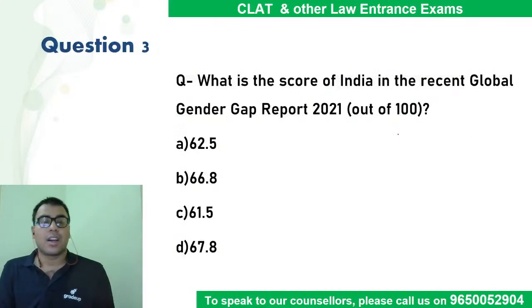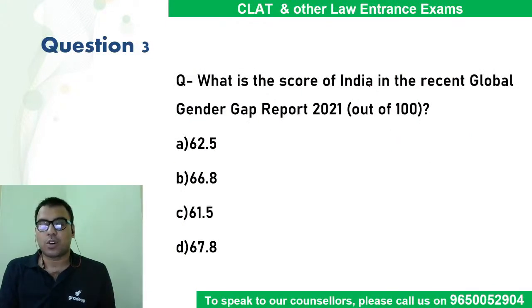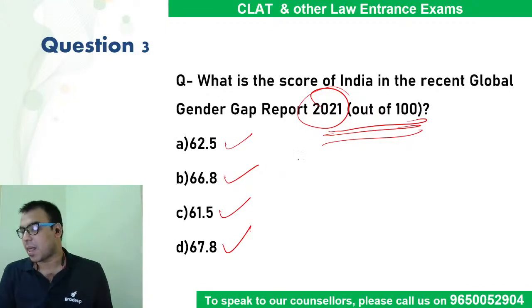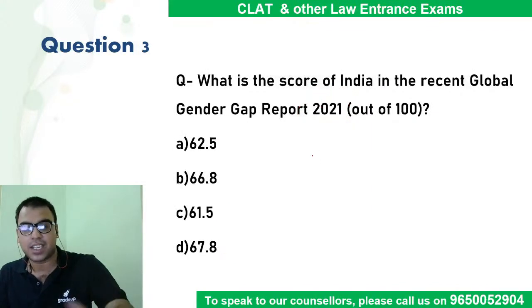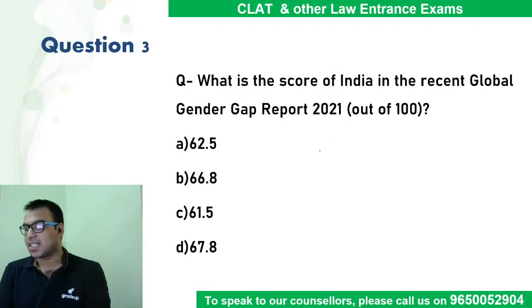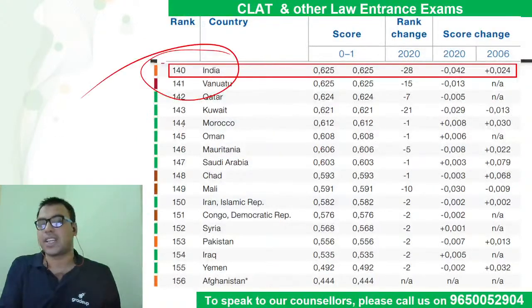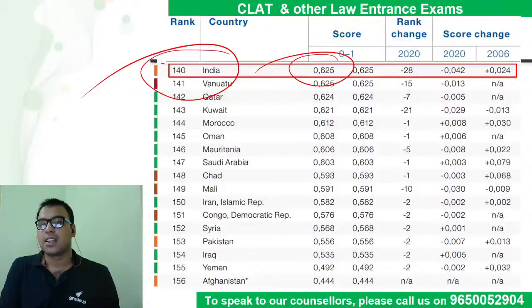Okay, now let's move to question number 3. What is the score of India in the recent Global Gender Gap Report 2021? You have to tell the score out of 100. The options are A 62.5, B 66.8, C 61.5, and D 67.8. Everybody is saying A, unanimously. Yes, you all are right. The answer is 62.5. This is India's score. It is very crystal clear. India's rank is 140, and the score is 0.625, or in percentage terms, 62.5.